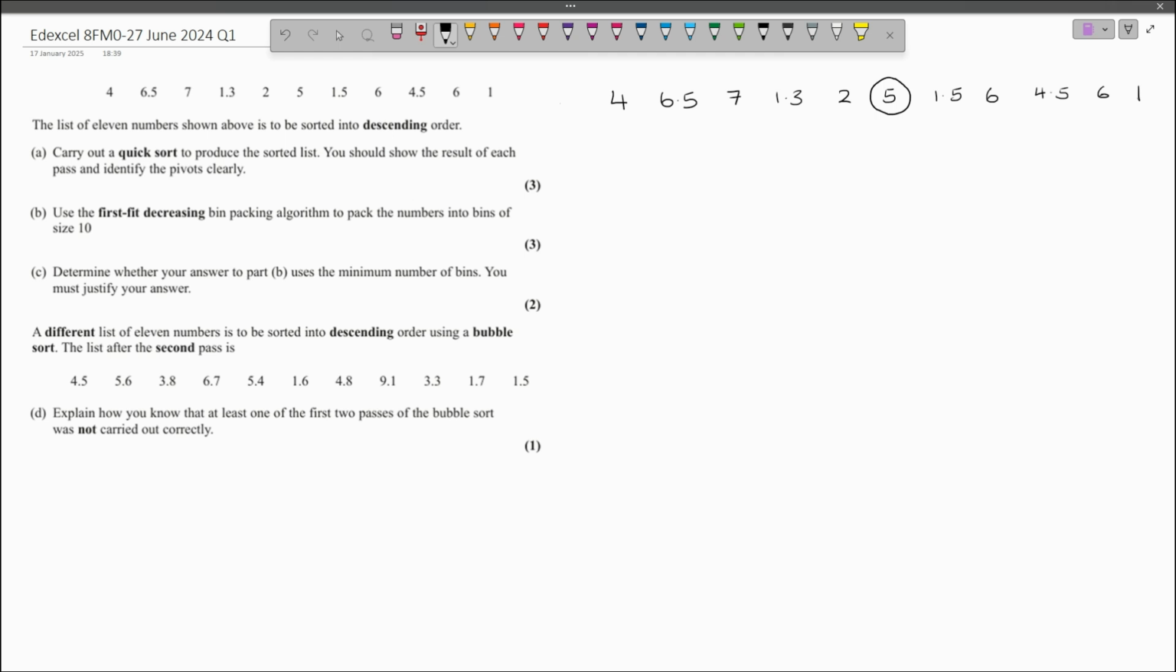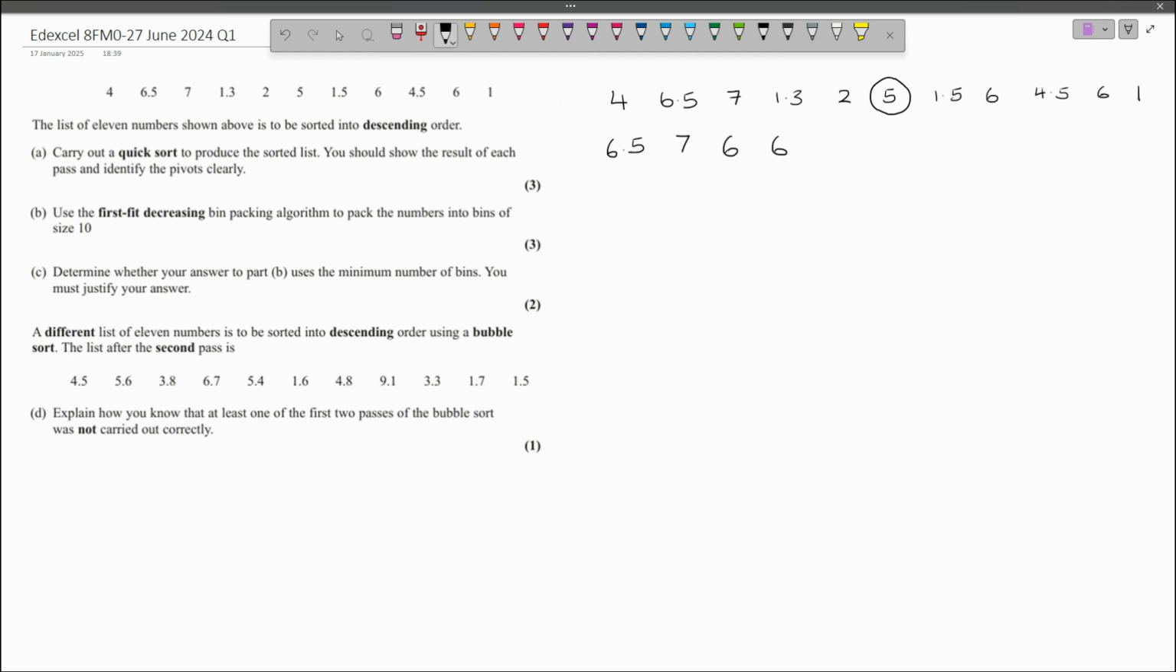So when doing a quick sort, we need to arrange the numbers. We need to go left to right, and if a number is greater than the pivot, when we're sorting into descending order, we need to move it to the left-hand side of the pivot. If a number is smaller than the pivot, we need to move it to the right-hand side. So going through this list, I'm going to find all the numbers greater than 5. So the first one is 6.5, and then 7, and then 6, and then 6.